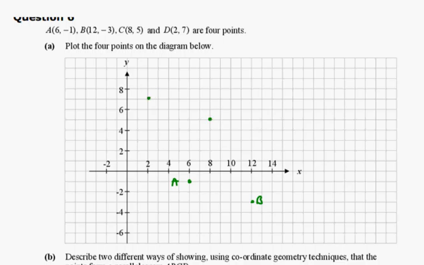If I was to link them together, what type of object would I have? Parallelogram. How do you guys know that this particular object is in fact a parallelogram?